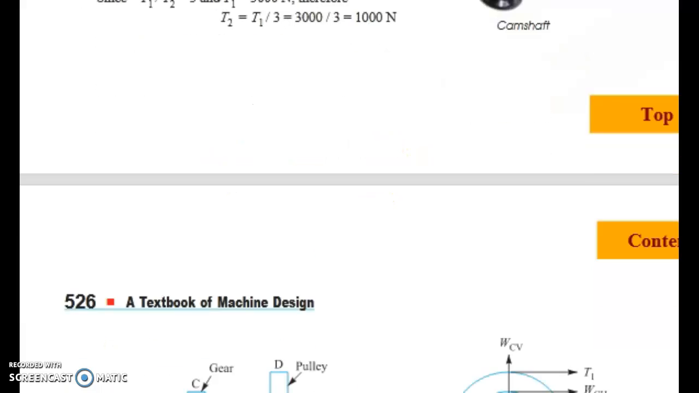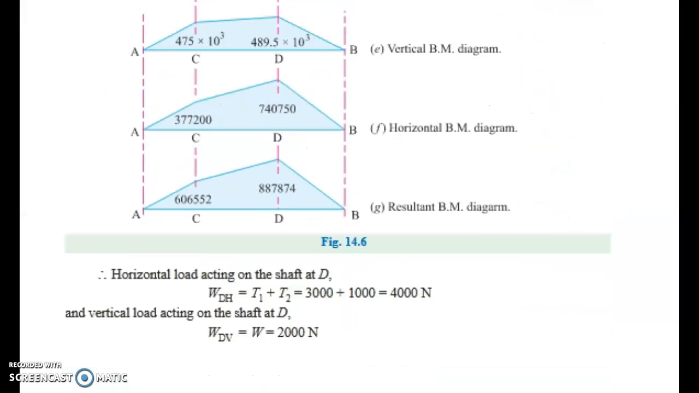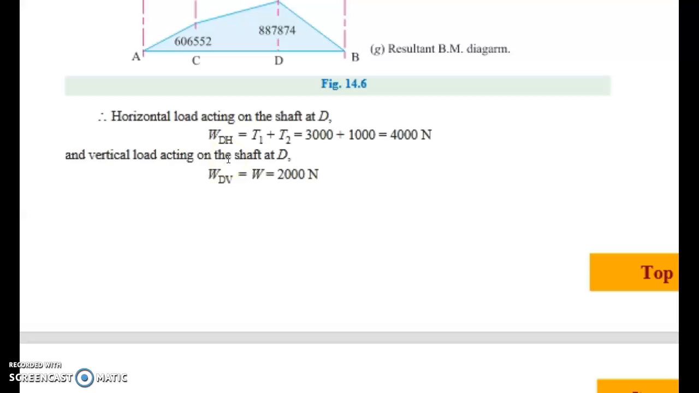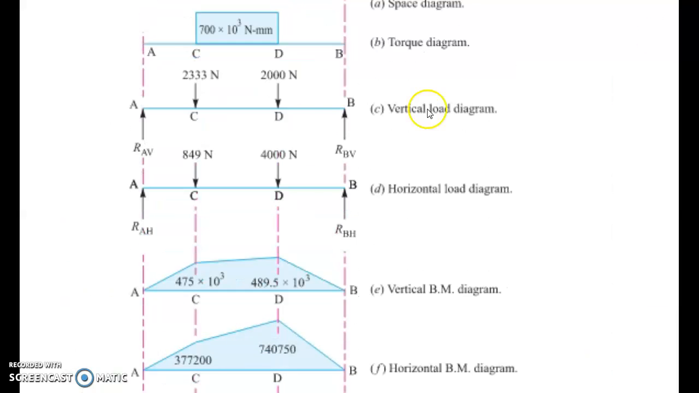So we have the horizontal component acting on the shaft D, which we can denote as WDS, that is equal to T1 plus T2, or 3000 plus 1000. What is that value? 4000 Newton. And in our question the weight is given, equal to 2000 Newton. The weight acts in the vertical direction, so we show it here at point D as 2000, and the tight side and slack side load of 4000 Newton we mark on the horizontal load diagram. So our vertical and horizontal load diagrams are completed.